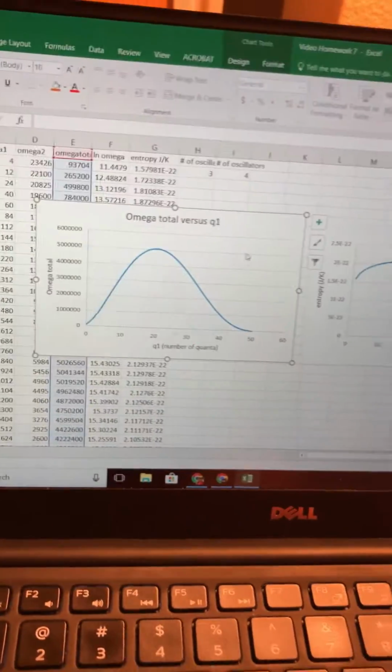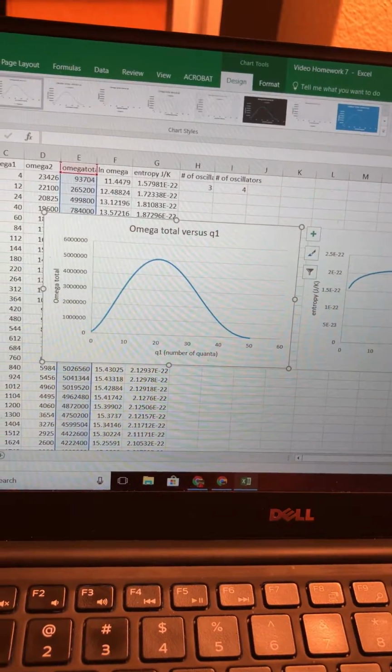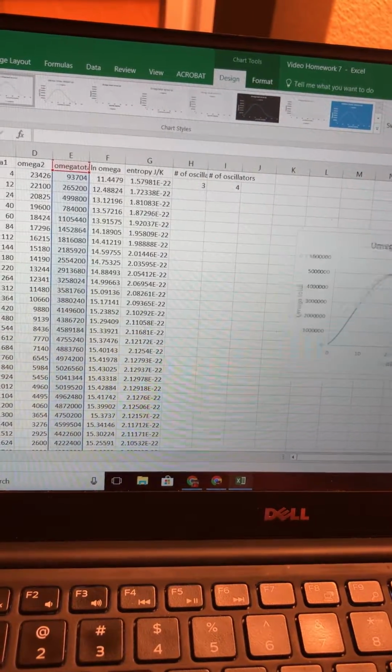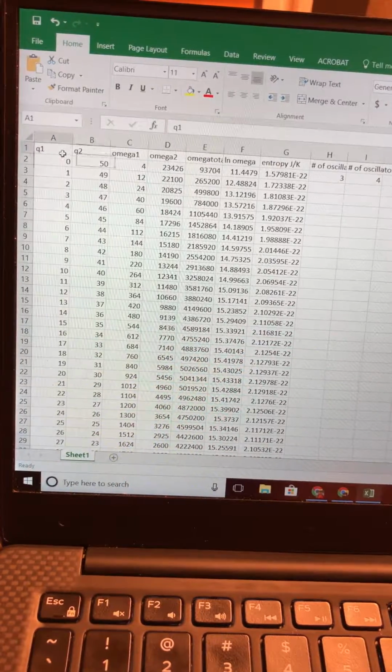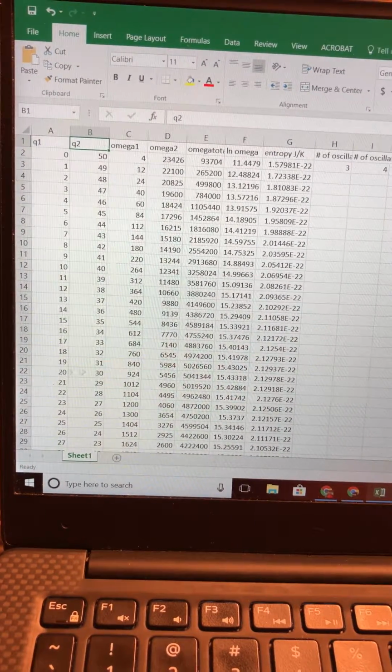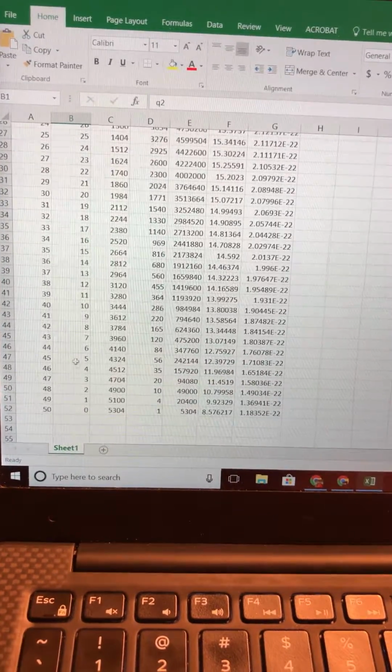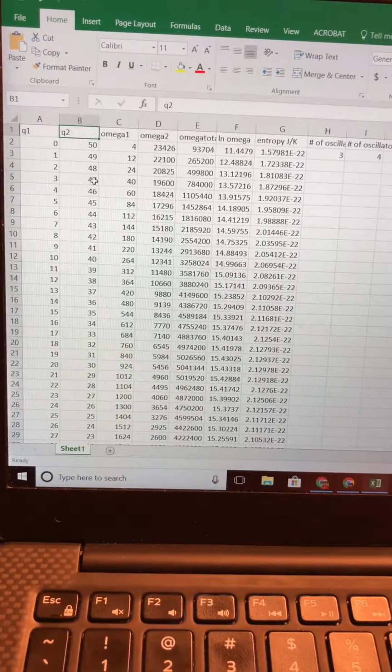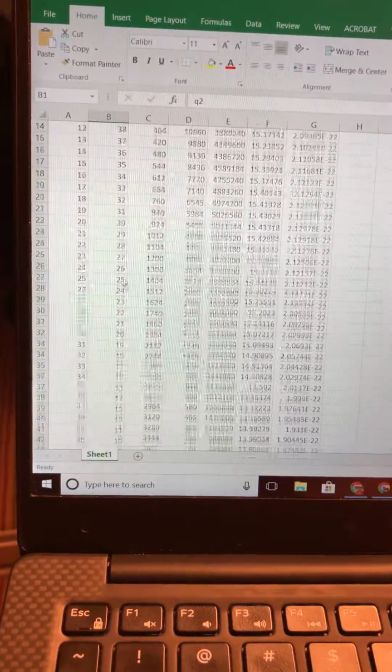So getting rid of the graphs real quick. I started out by graphing my Q1 and Q2. As you can see, I graphed all of my 0 to 50, and then I graphed 50 to 0, so getting every possible combination in there.